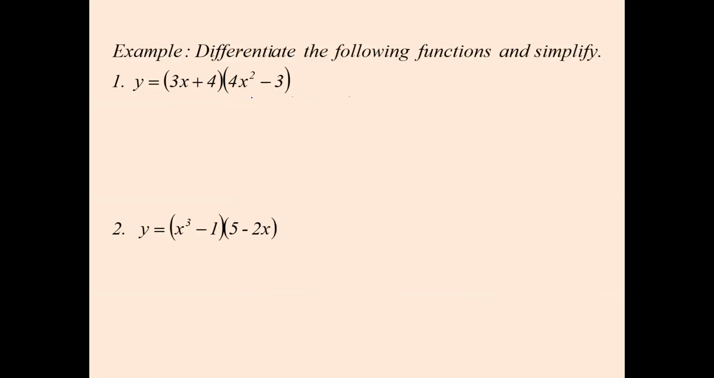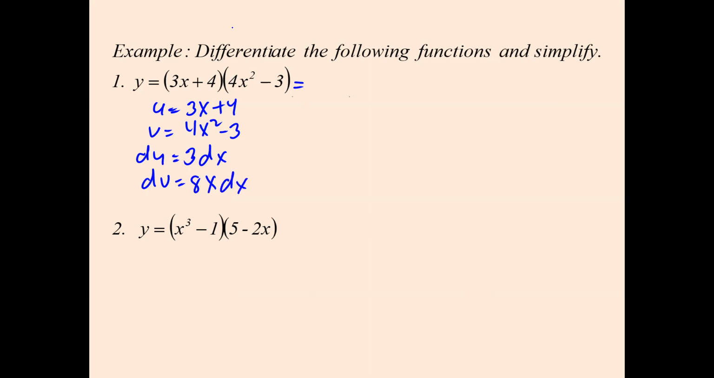So for example, we have this. Y is equal to 3x plus 4 times the quantity of 4x squared minus 3. So ang u natin dito ay 3x plus 4. Ang v naman natin dito ay yung, of course, yung katabi niya, 4x squared minus 3. So pag sinabi nating du, derivative of u. So anong derivative nung 3x plus 4? We have 3 only. Correct. So 3 dx. Don't forget the dx. And yung dv natin, we have 8x. Okay? dx. Don't forget the dx.